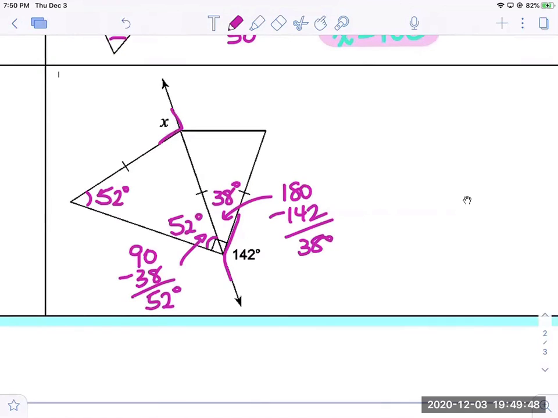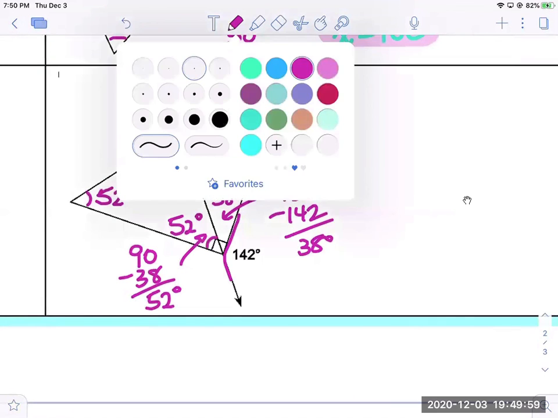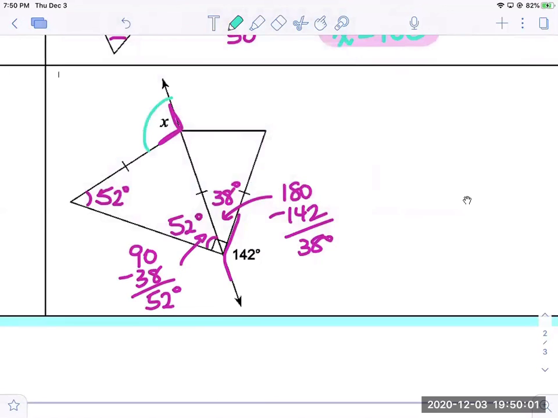And then I can either use the isosceles triangle has two 52-degree angles to find the other vertex angle, or I can use the exterior angle theorem. So exterior angle theorem would go, this angle measure is the sum of the two remote interiors. And then just do x is equal to 52 plus 52, which is 104.